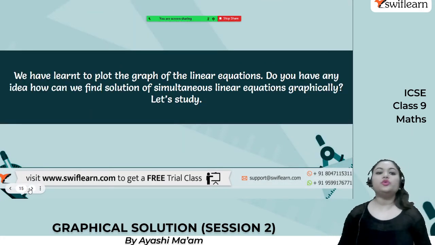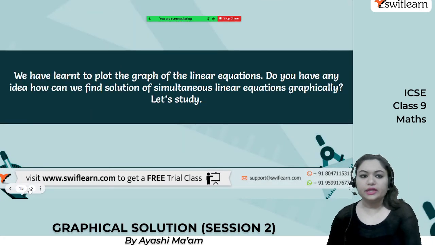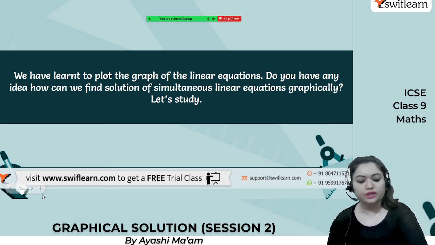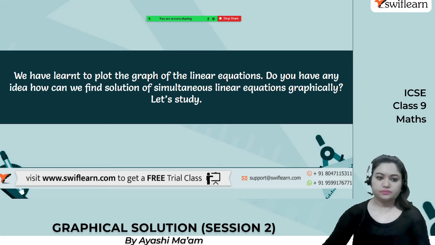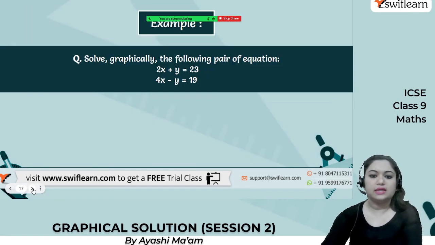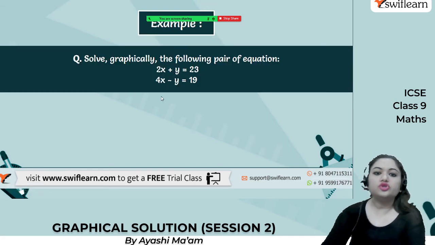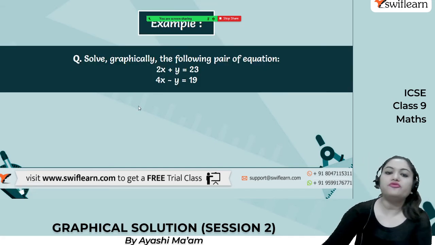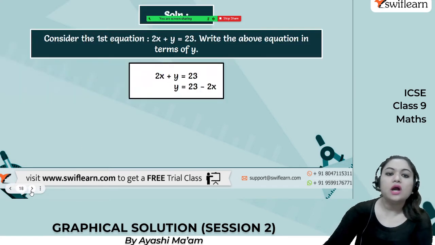So we have learned to plot the graph of linear equations. Now, how do we find the solution for two linear equations? Let's see, I've already told you. Two equations are given to you: 2x plus y is equal to 23 and 4x minus y is equal to 19.